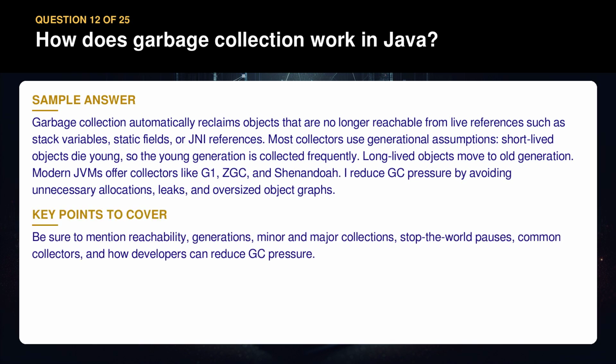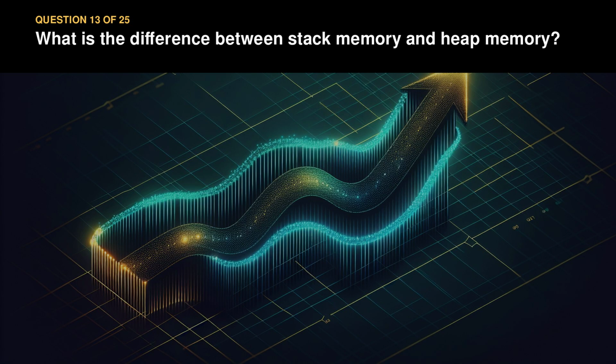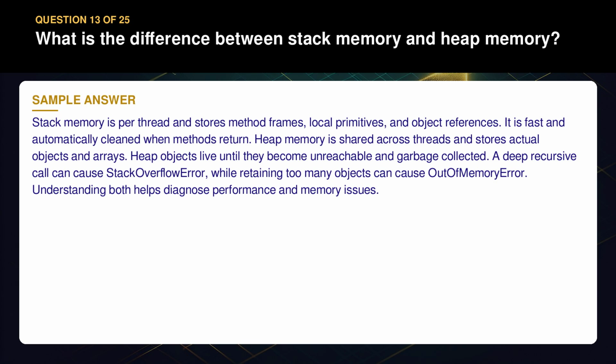Be sure to mention reachability, generations, minor and major collections, stop-the-world pauses, common collectors, and how developers can reduce GC pressure. Question 13. What is the difference between stack memory and heap memory? Stack memory is per thread and stores method frames, local primitives, and object references. It is fast and automatically cleaned when methods return. Heap memory is shared across threads and stores actual objects and arrays. Heap objects live until they become unreachable and garbage collected.